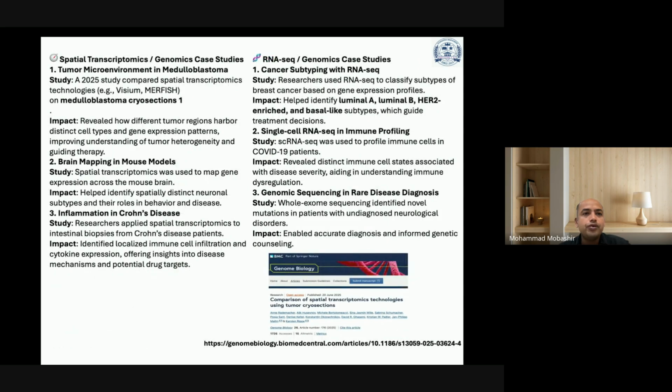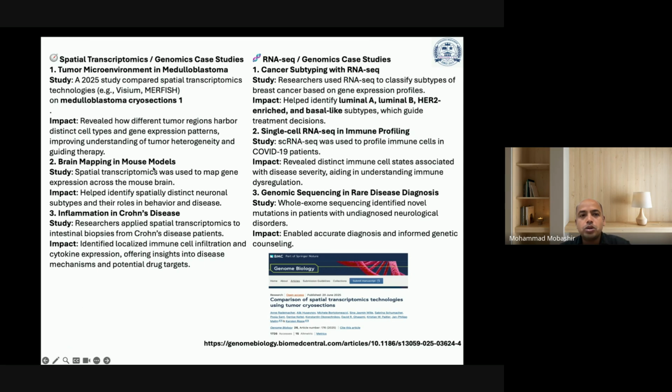So now if you want to understand more, here are some case studies. For example, the tumor microenvironment in a medulloblastoma study. A 2025 study compared spatial transcriptomics techniques on medulloblastoma cryosections. The impact: it revealed how different tumor regions harbor distinct cell types and gene expression patterns, improving understanding of tumor heterogeneity and guiding therapy.